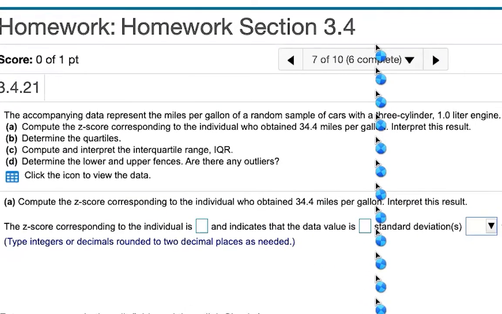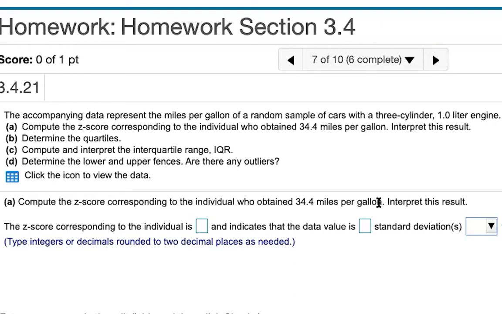The accompanying data represent the miles per gallon of a random sample of cars with a 3-cylinder 1.0 liter engine. Compute the Z-score. Okay, good. I need help with Z-score. Compute the Z-score corresponding to the individual who obtained 34.4 miles per gallon.